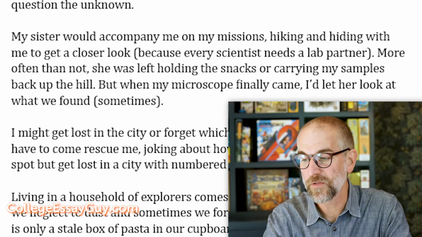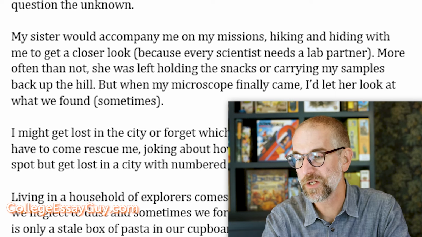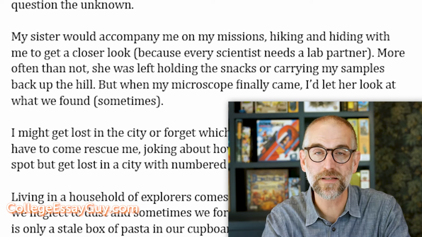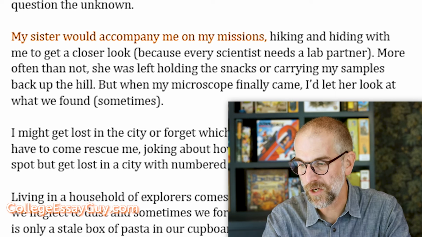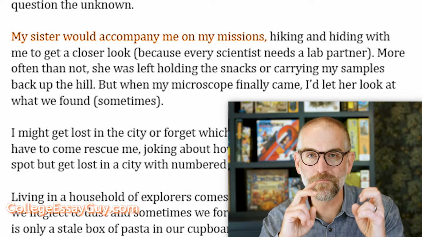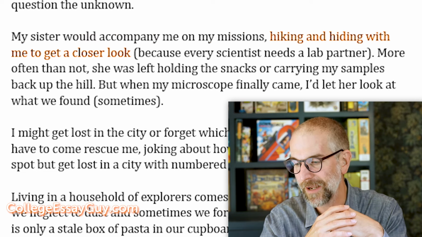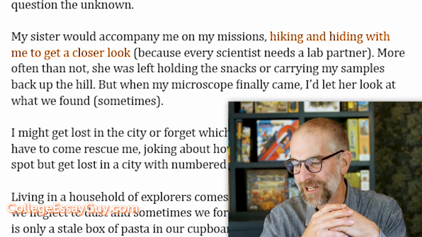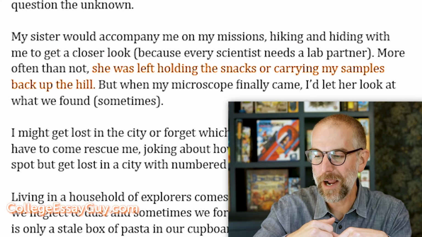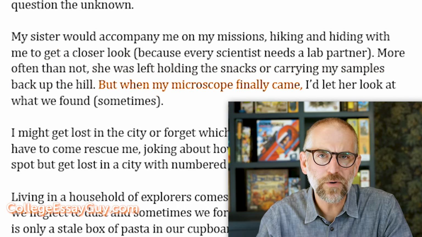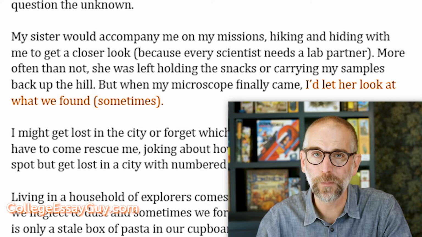In the second paragraph, she expands on this notion of exploration, and she talks about early experiences that she had in life with her sister, where they would go out and explore on missions, where they would basically go hiking kind of in their neighborhood. And her sister would basically carry her backpack, and she would say, but when my microscope finally came, I'd let her, meaning her sister, look at what we found, sometimes.